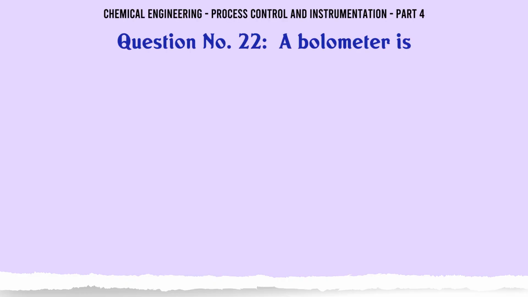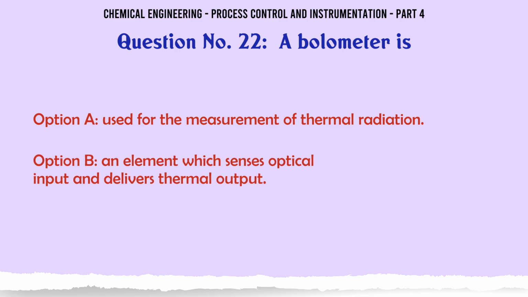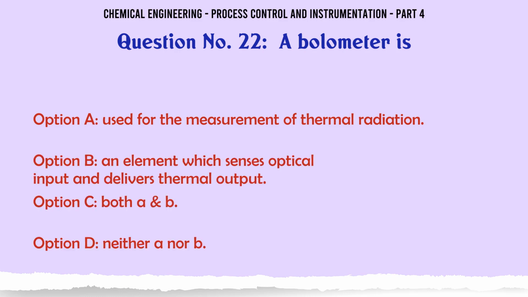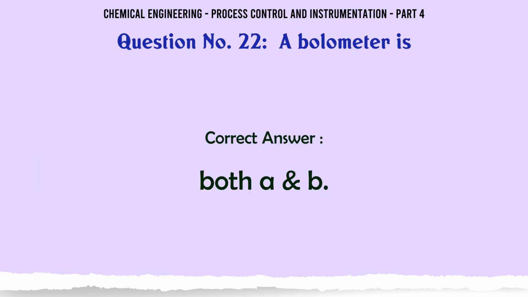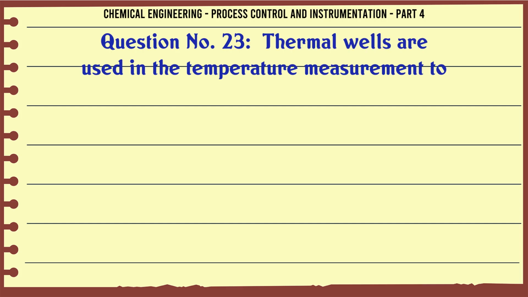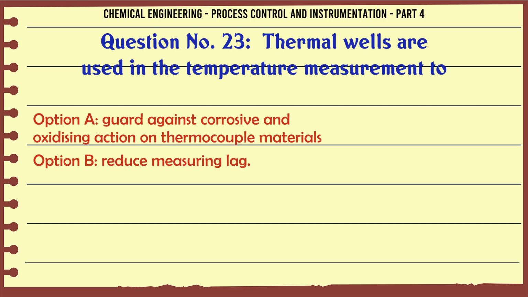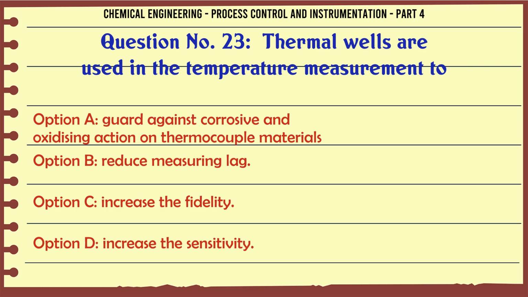A bolometer is A. Used for the measurement of thermal radiation. B. An element which senses optical input and delivers thermal output. C. Both A and B. D. Neither A nor B. The correct answer is both A and B. Thermal wells are used in temperature measurement to A. Guard against corrosive and oxidizing action on thermocouple materials. B. Reduce measuring lag.